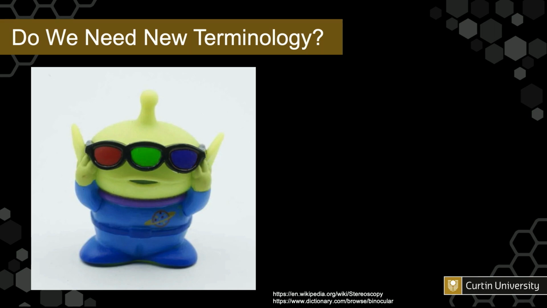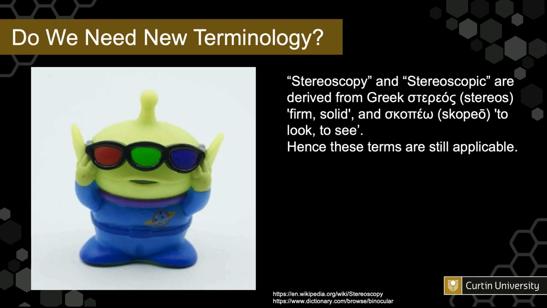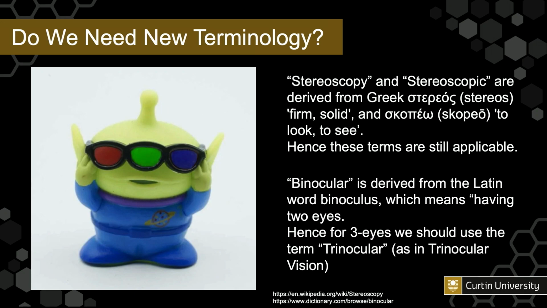Now we also need to perhaps establish some new terminology. Stereoscopy or stereoscopic terms are derived from the Greek stereos for firm or solid, and scopio for to look and see. So these terms are actually still applicable. We can refer to the aliens having stereoscopic vision. But obviously the term binocular, the term bi refers to 2. The term comes from Latin, binoculus. So in this case, we'd have to create a new term, which is trinocular vision.